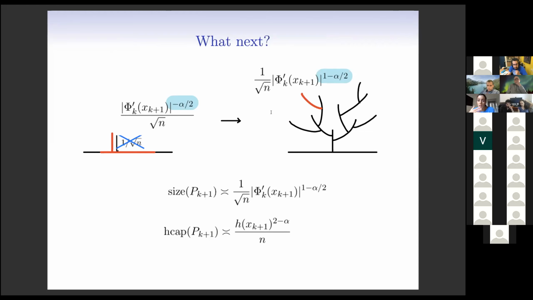This dividing by square root of n is due to the fact that we would like the capacity to be of order 1. And the reason why they introduce alpha over 2 is that they don't work with slit length, they work with capacities, and the capacities scale like the square of the length. So the half-plane capacity of the k+1 particle will be proportional to a constant depending on n times the harmonic measure close to the attachment point to the power 2 minus alpha. And so this is a one parameter family of models that we would like to understand.